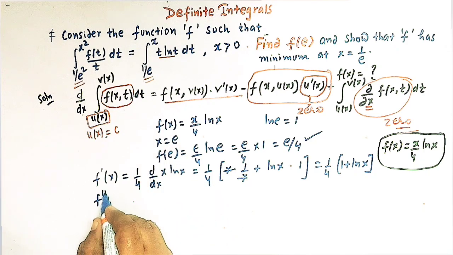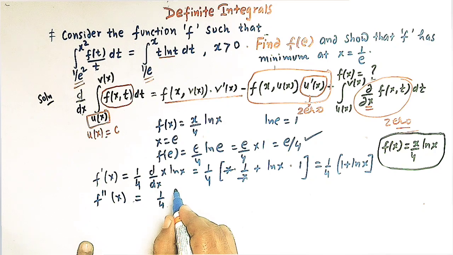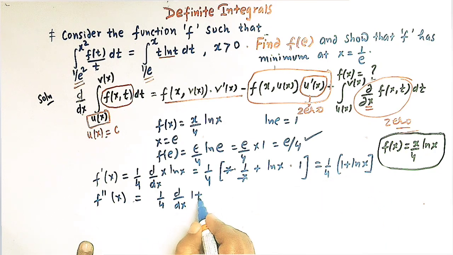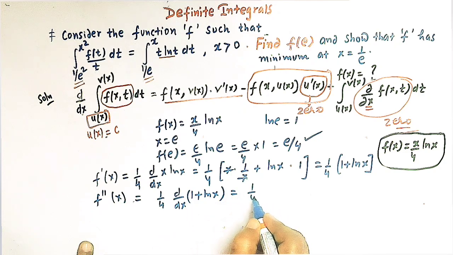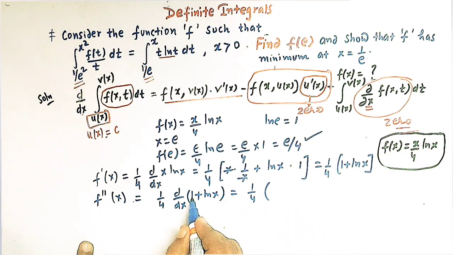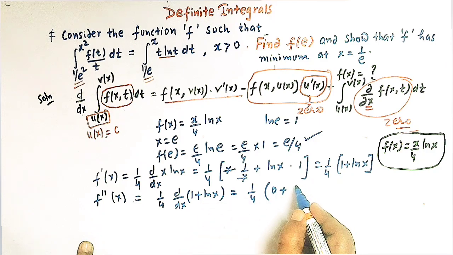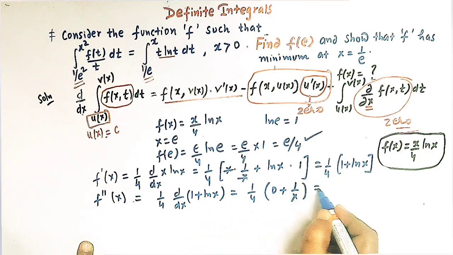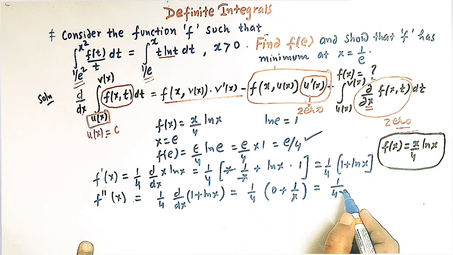Let us find out the second derivative. So the second derivative is given by 1 over 4 and d by dx of 1 plus natural log of x, right? The derivative of 1 is 0 and the derivative of natural log of x is 1 over x. So here we have 1 over 4 times x.